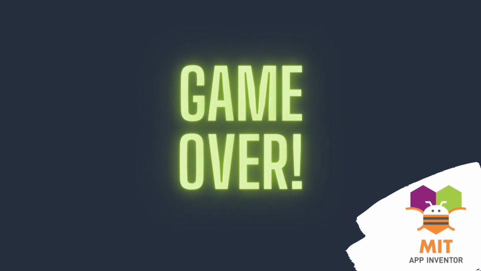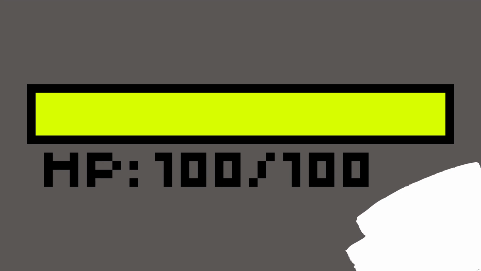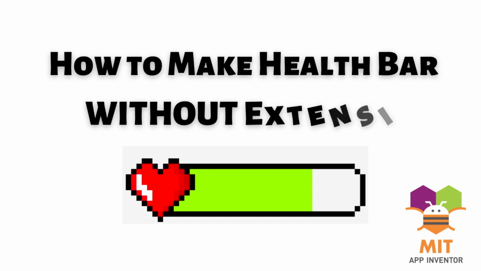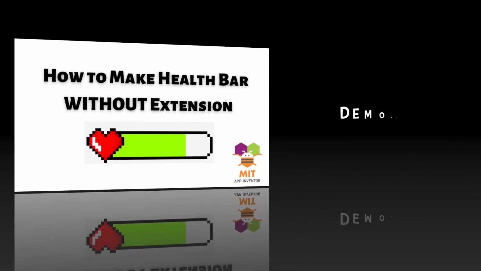All games have this health or heart bar that shows the status of health, but how to make it in MIT App Inventor? Today, I will show you how to make this simple but efficient health bar that you can make very easily without using any extension. Yes, you heard me right. We will not use any extension for this status bar, so it will work even on an iPhone. Let's have a look at the demo.